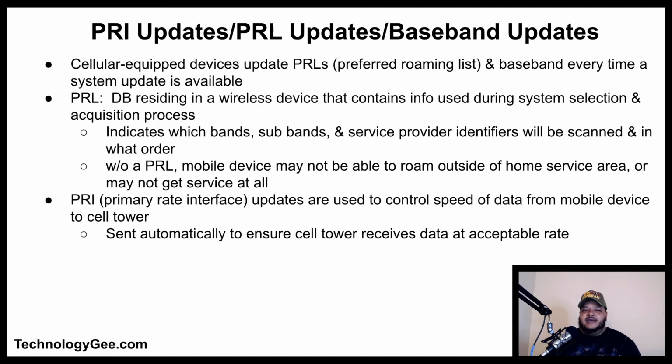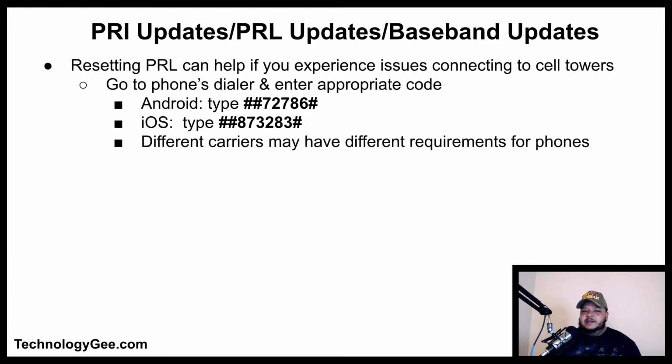Primary rate interface, or PRI, updates are used to control the speed of data being sent from a mobile device to a cell tower. PRI updates are sent automatically to help ensure that the cell tower receives data at an acceptable rate. Resetting the PRL can help if you are experiencing issues connecting to cell towers.